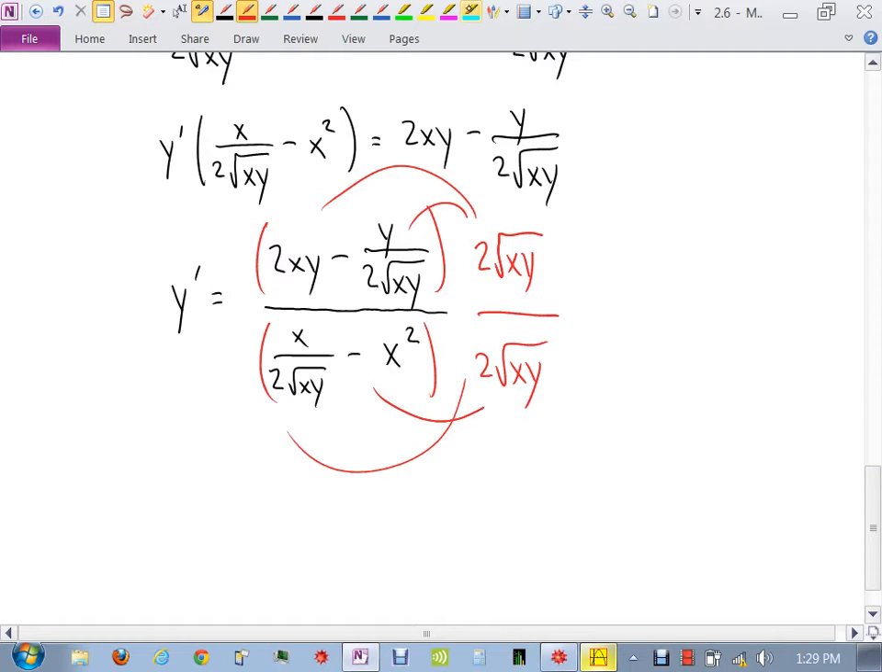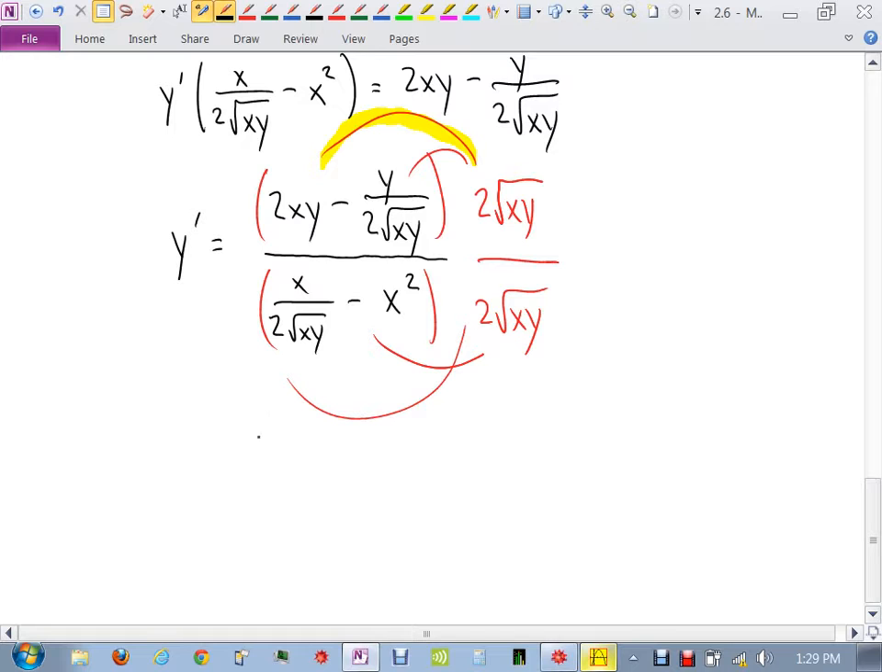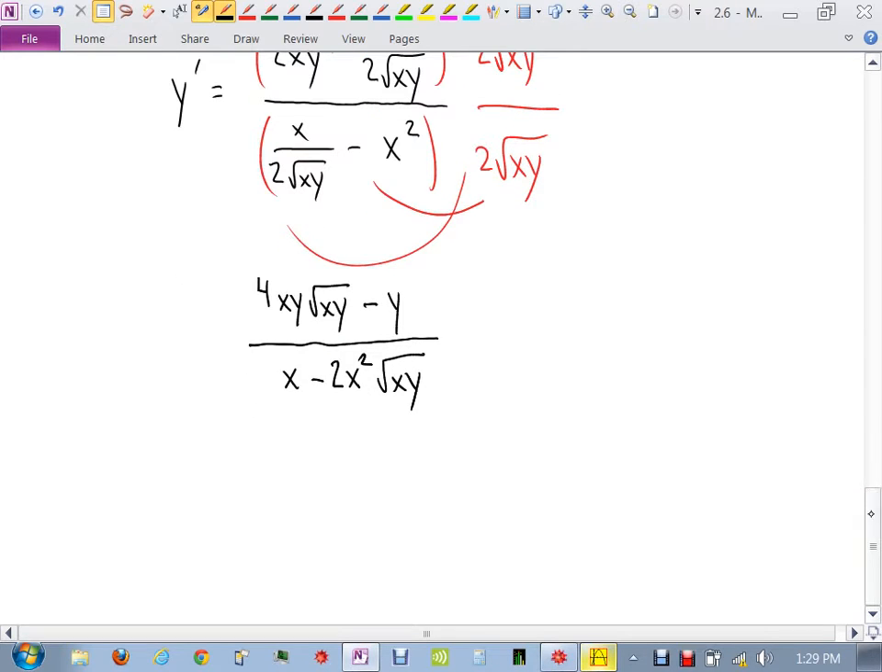So that first multiplication, meaning if I go here to here, that's going to give me 4xy times root xy. Then minus what? Y. All over what? X minus x squared, 2x squared root xy. Is that what the book has? It does? Okay. Yeah. So that's all they did.